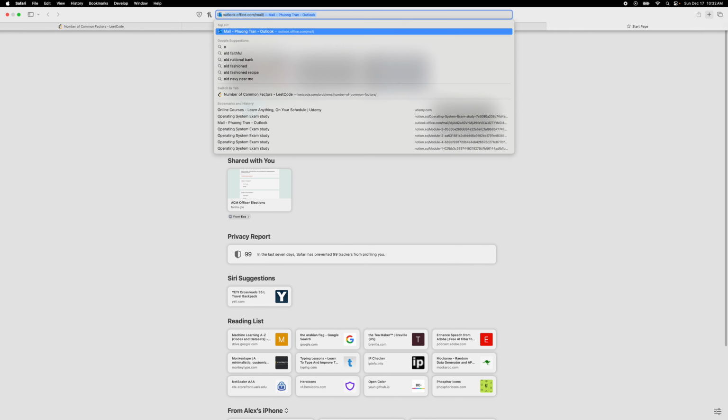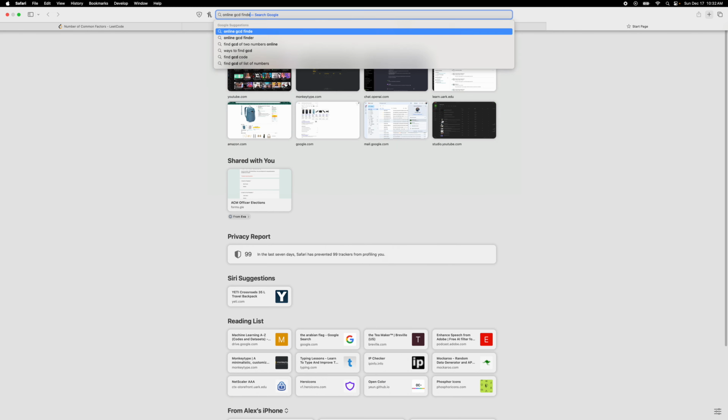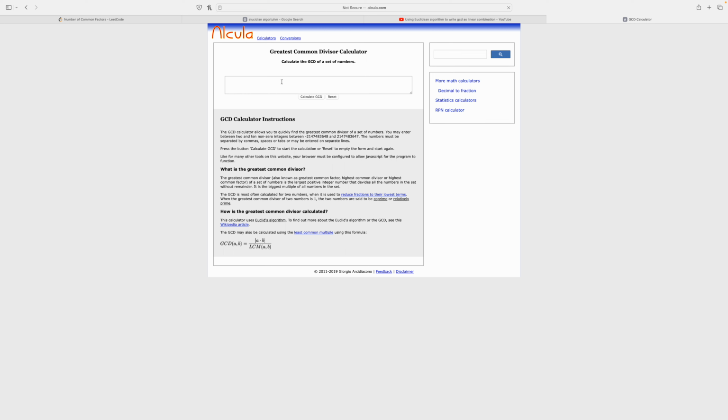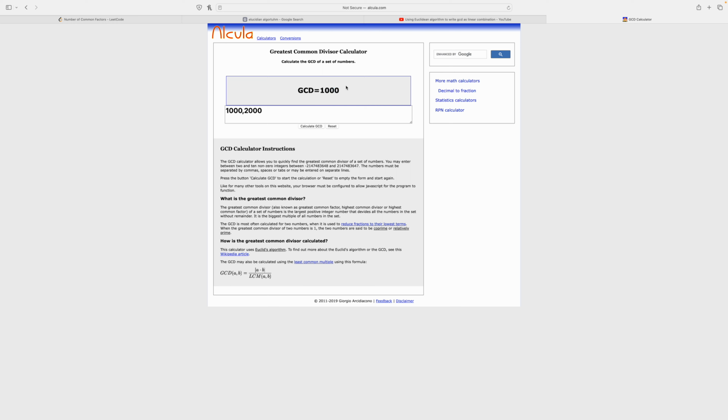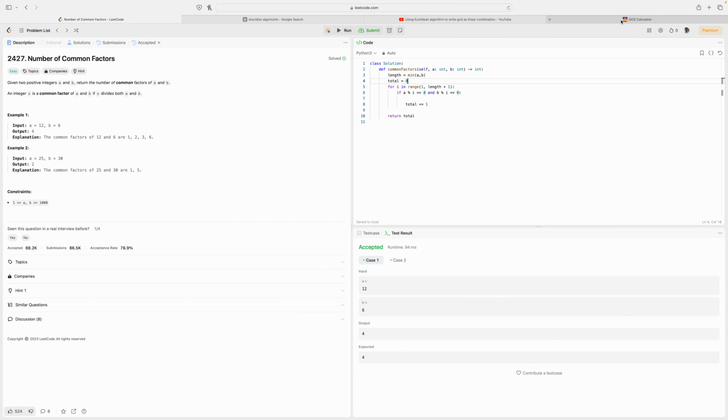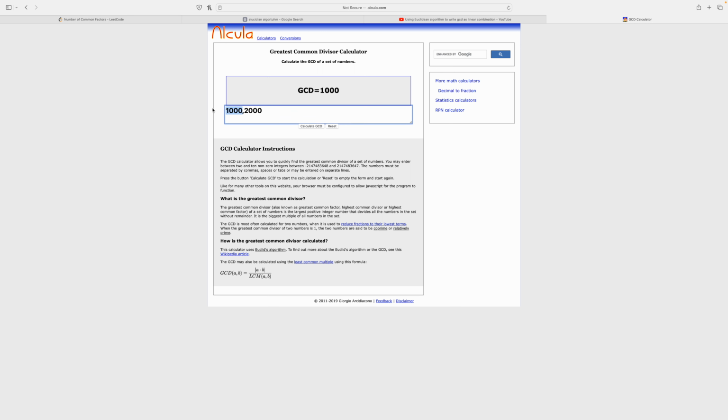Fine, okay. Online GCD calculator. Let's do 1000 and 2000. Yeah, the GCD is 1000, so the minimum is 1000. No, that wouldn't help me a whole lot, only a little bit. How about 57 and 2000? That's going to be 1. Yeah.